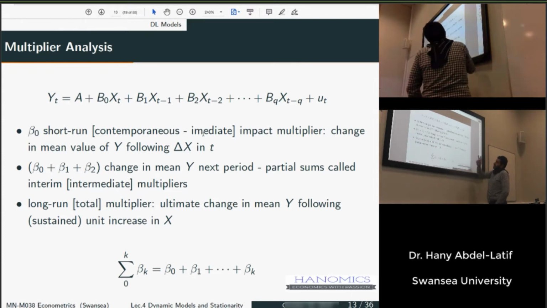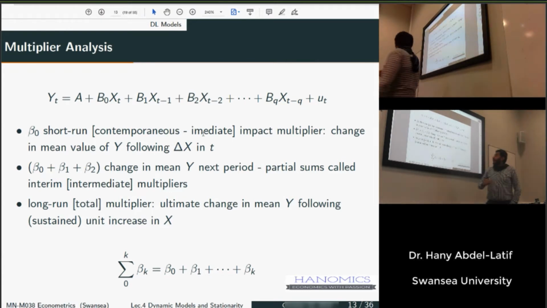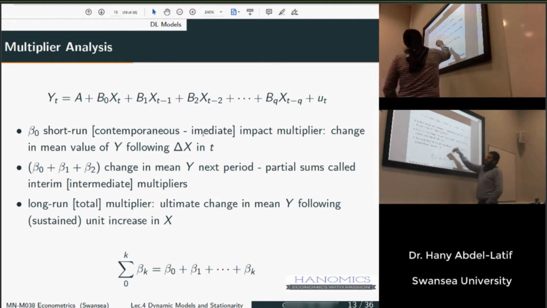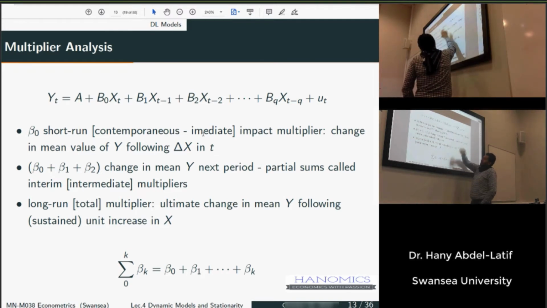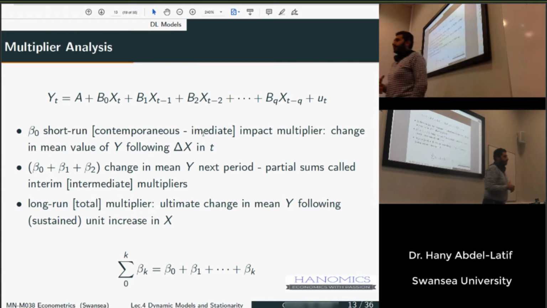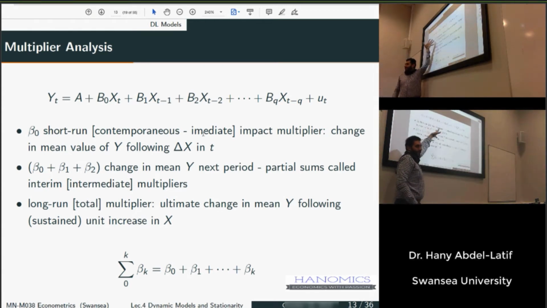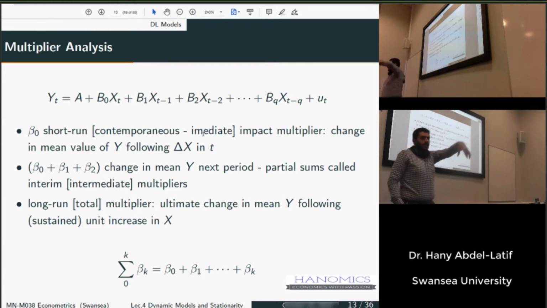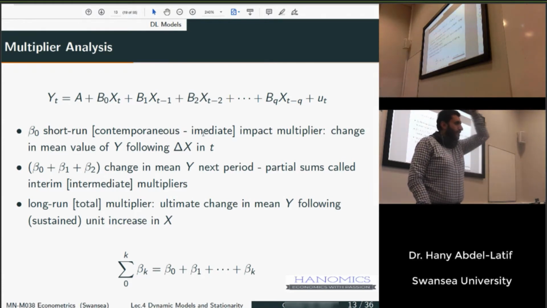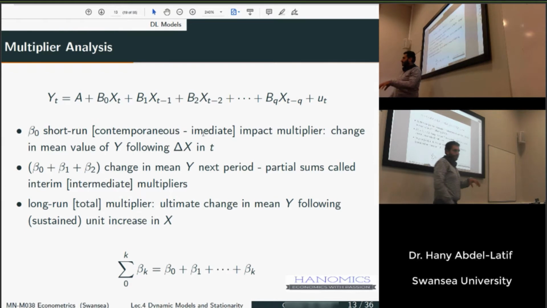If you sum these together, the partial sums are called the intermediate multiplier. If you sum these all together up to this last one, that means you're talking about the long run or the total multiplier, or the total effect. Don't be confused by the word multiplier, it's just the effect. So this is the short run effect of a change in X today, how much it will affect Y today. That's the short run multiplier.